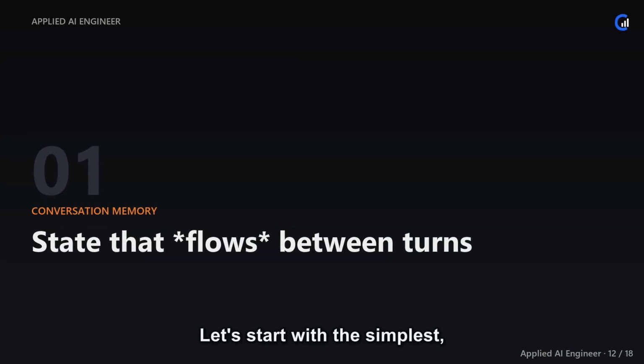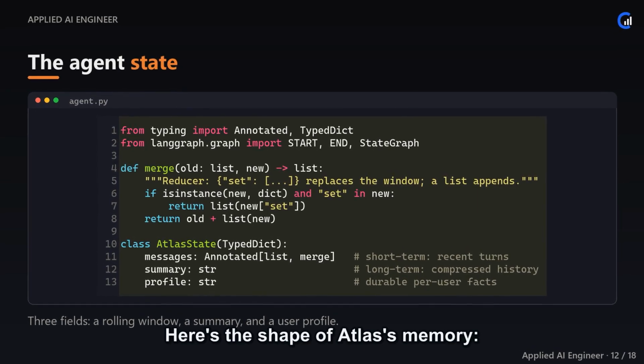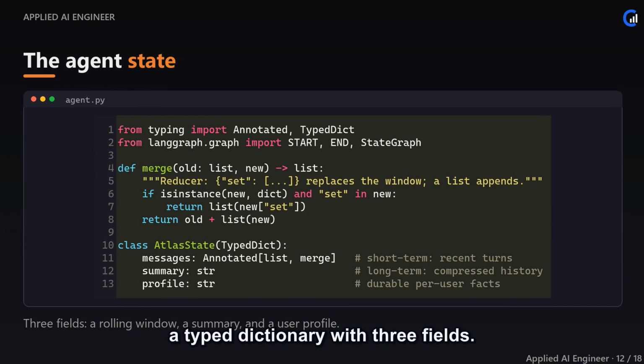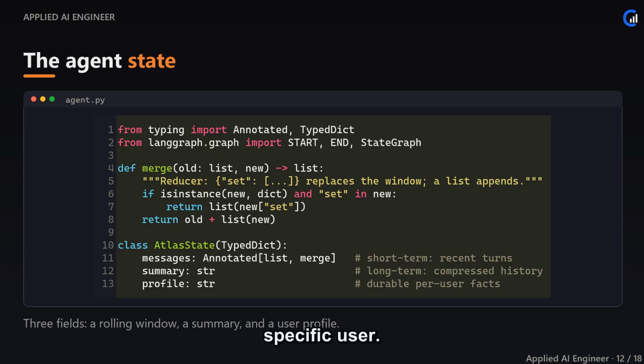Let's start with the simplest, most important kind of memory, remembering within a single conversation. In LangGraph this is beautifully clean, because the graph already has a state object. We just need that state to persist between invocations rather than reset each time. Here's the shape of Atlas's memory, a typed dictionary with 3 fields. Messages is the short-term window of recent turns. Summary is our long-term memory, where older turns get folded. And profile holds durable facts about this specific user.